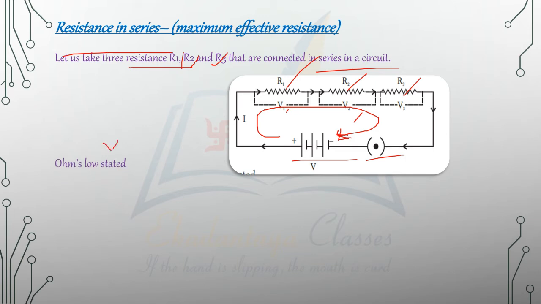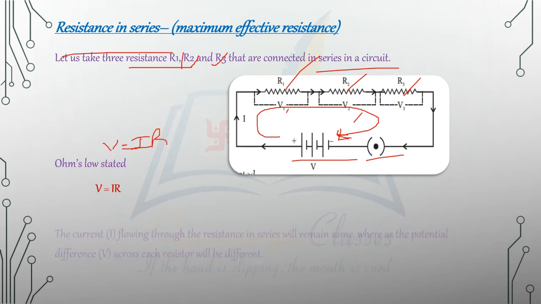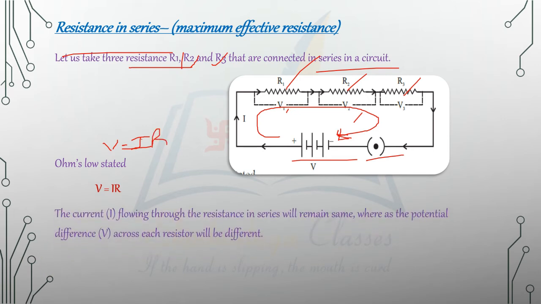Ohm's law. From what we learned just now, we know Ohm's law: V is equal to IR. The current flowing through resistances in series will be the same. Means the current flowing in this circuit will be the same across. Whether you connect the ammeter here or here, it will be the same current.